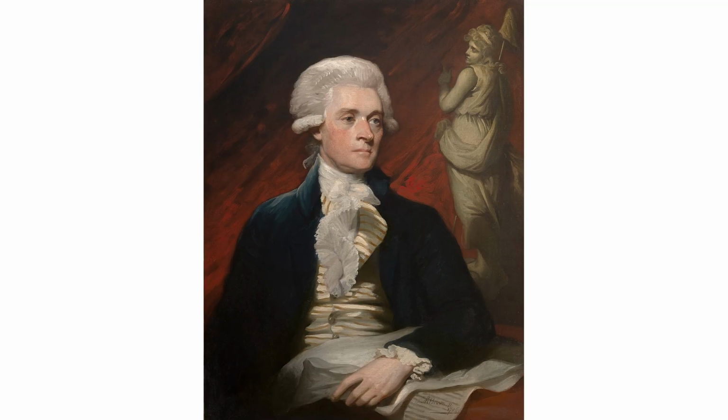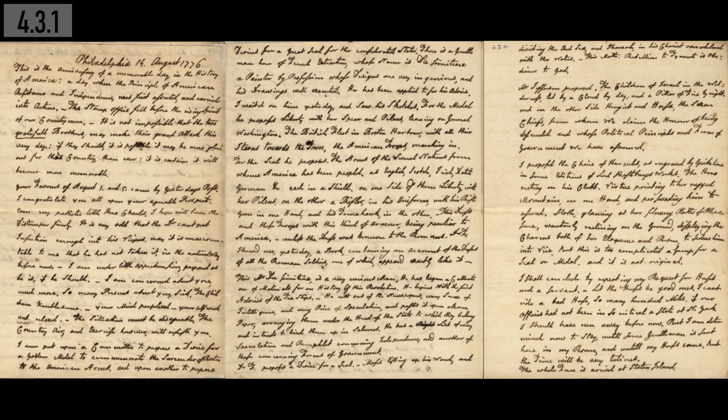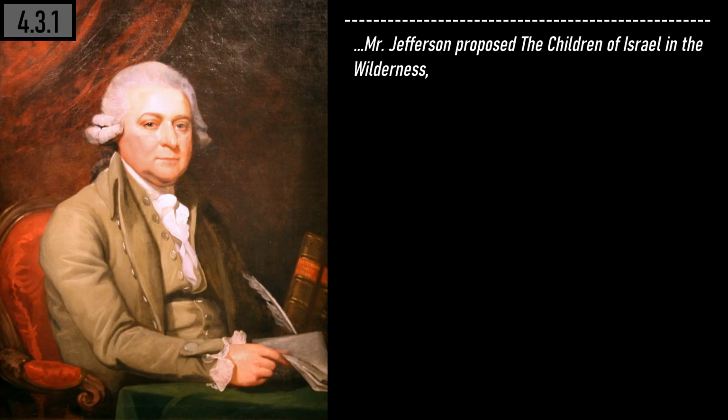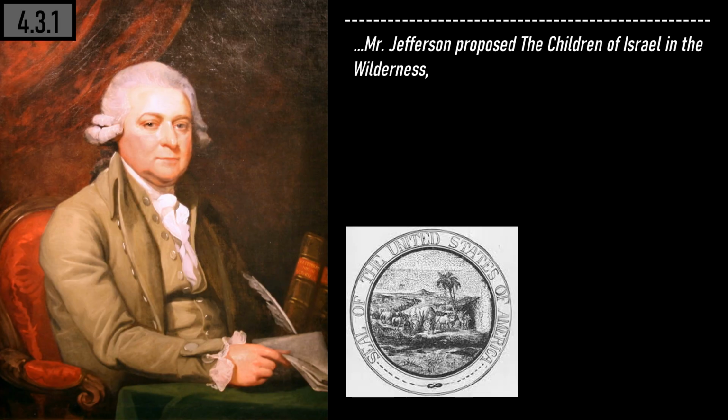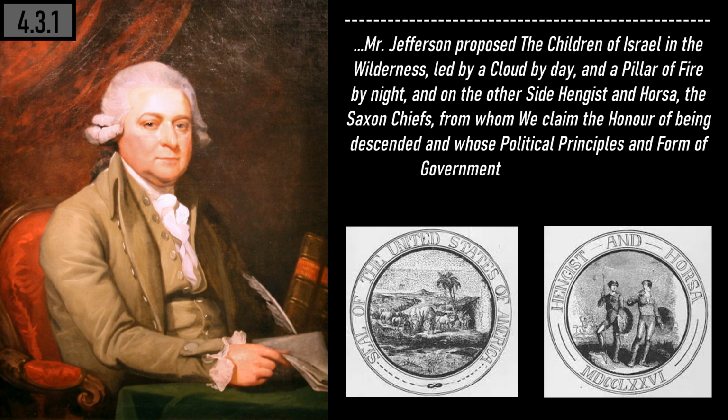Jefferson's initial conception can also only be found in the same letter that Adams sent to his wife. The unreadable ink markings have been deciphered as follows. Quote, Mr. Jefferson proposed the children of Israel in the wilderness, led by a cloud by day and a pillar of fire by night, and on the other side Hengist and Horsa, the Saxon chiefs, from whom we claim the honor of being descended and whose political principles and form of government we have assumed.